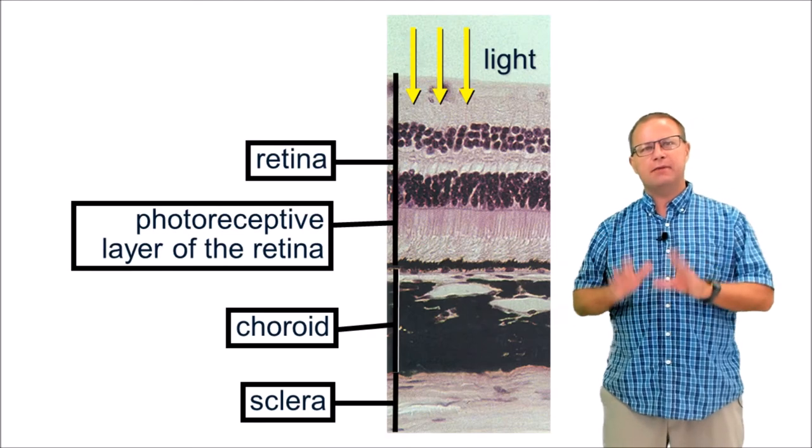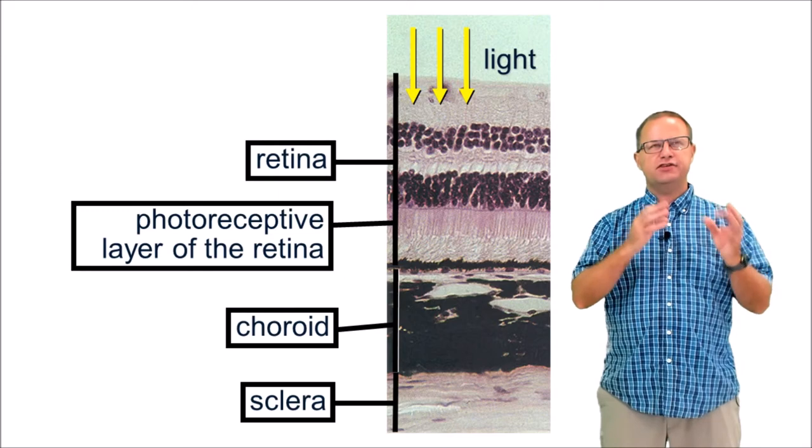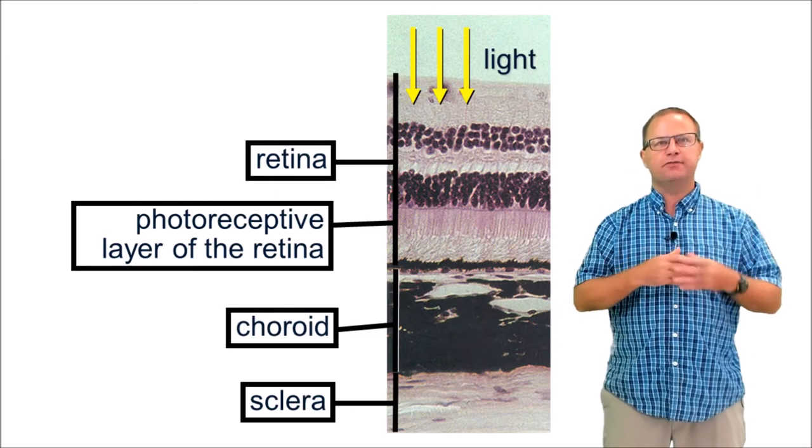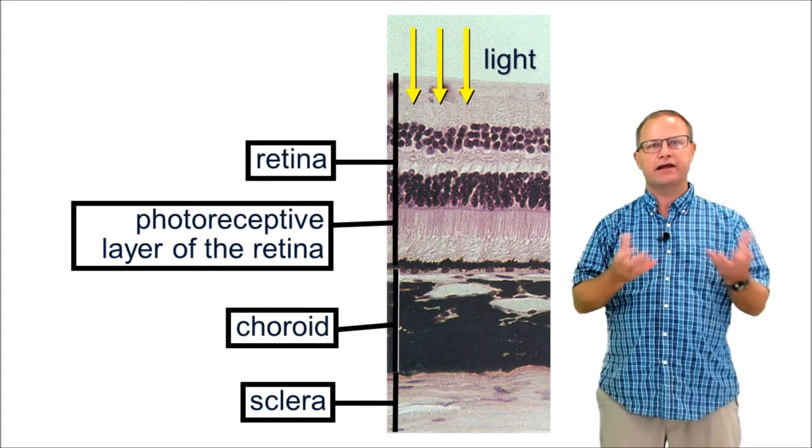All right, now we're going to look through the microscope at the different cellular layers found within the retina of the eye. Remember, the retina was this tissue paper thin membrane, and it's responsible for transducing the light stimulus into actual patterns of nerve impulses that your brain can understand.